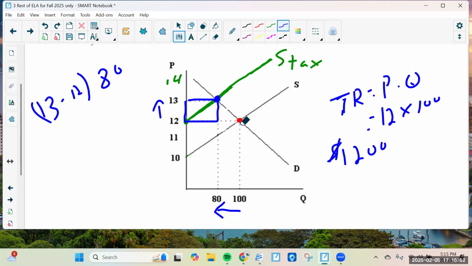Why aren't we buying 100? Well, we're not buying 100 because that's off of our demand curve. At a price of 13, we're not willing and able to buy 100. We're like, hey, price went up. I don't want to buy as much of this anymore. Okay, so that one's the easy one.